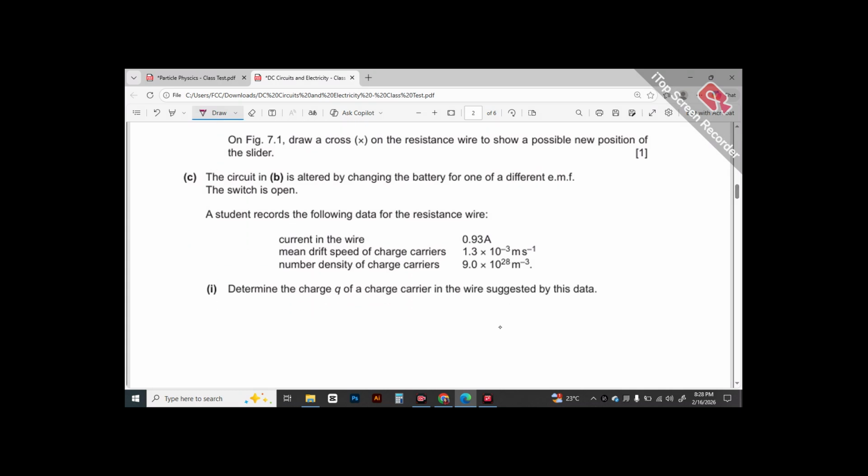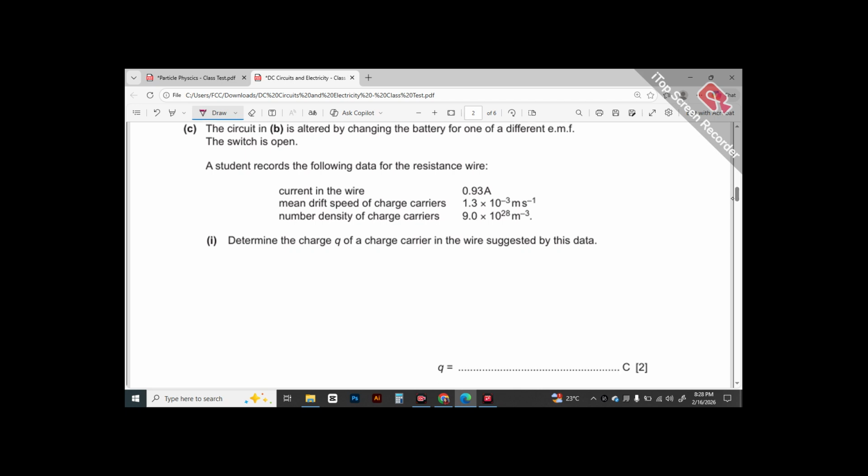Then they are saying the circuit in B is altered, like they've made some changes to the circuit by changing the battery for one of a different EMF. यानी पहले 6.2 volts की थी, अब किसी और value का battery हमने assign कर दी है. The student records the following data for the resistance wire. The current in the wire is given, the mean drift speed of charge carriers is given, and the number density of charge carrier is already given. They are asking you to determine the charge of charge carrier in the wire.